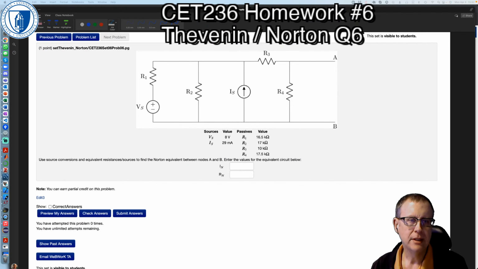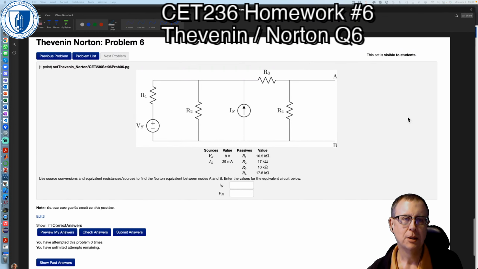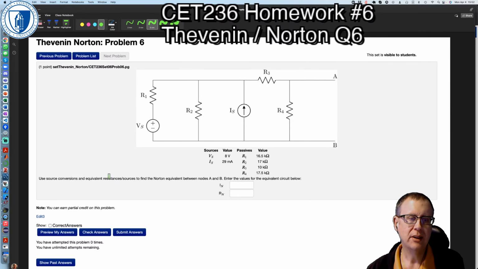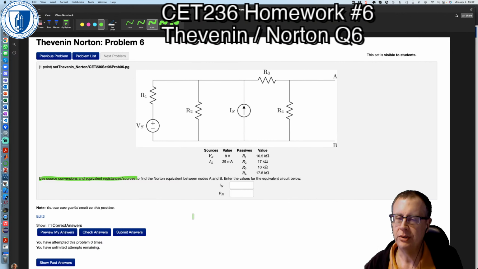Okay, this is problem 6, and this one's a little different from all the others because this one is asking us to use source conversions and equivalent resistances or sources in order to figure out what the Norton values for this circuit are. And that's pretty straightforward, right?